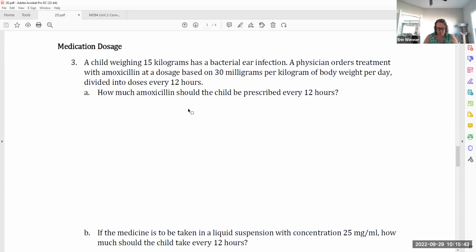Oh, I'm so excited. Guess what? I got it to open. So now there's no more switching back and forth.